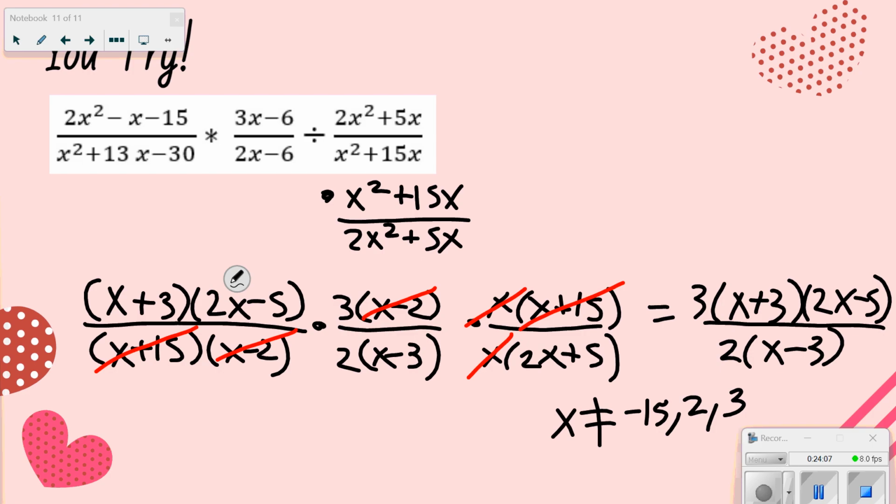What values can x not be with this third fraction? First up, it can't be 0. And what other values can it not be? -5 over 2. And then I'd also want to check this numerator, but we already have 0 and -15 covered. So we are good to go there.